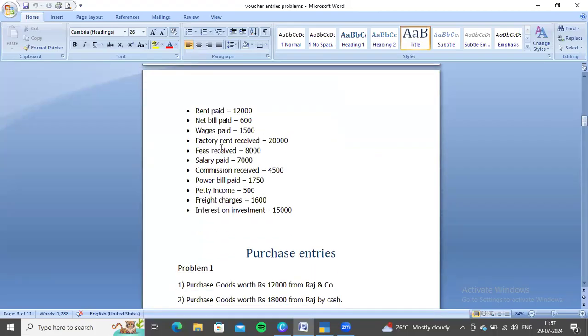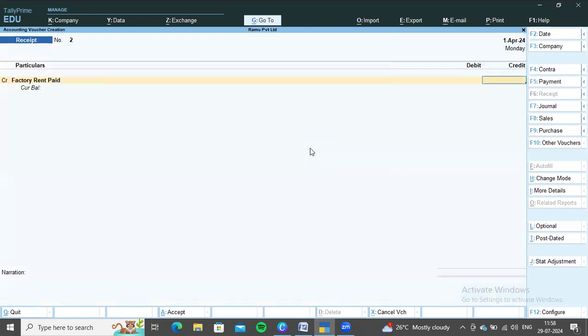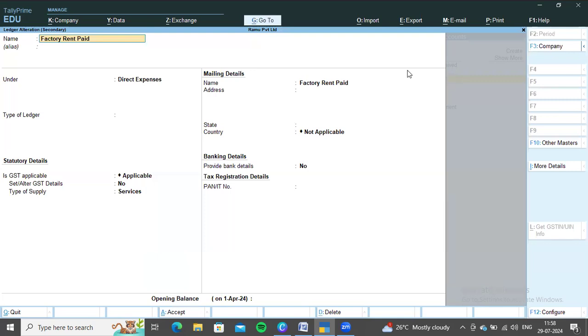Factory rent received. Received means it is a receipt. So press F6. And factory rent received. Sorry. Okay, I made a mistake: instead of factory rent received, I entered factory rent paid. So go there and press Ctrl plus Enter on your keyboard and the ledger alteration screen appears. So modify it.